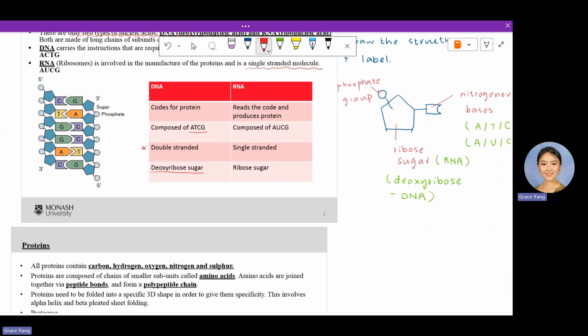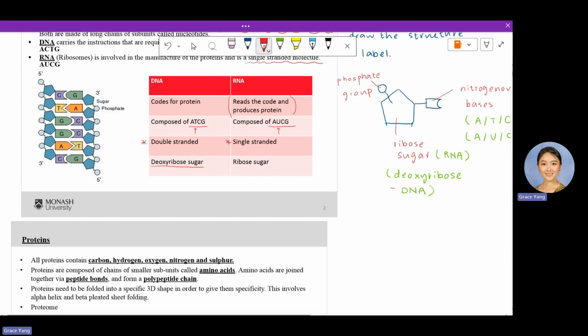On the other hand, RNA has the function of reading the code of DNA and carrying the code to produce proteins. Pretty much RNA is a copy of the DNA, and it's able to leave the nucleus and go into the cytosol, whereas DNA remains in the nucleus all the time. As we mentioned before, RNA has four bases, A, U, C, and G. The difference between these two types of nucleic acid is that T in DNA has been swapped to U. RNA is single-stranded, and the type of sugar in the molecule is ribose sugar.